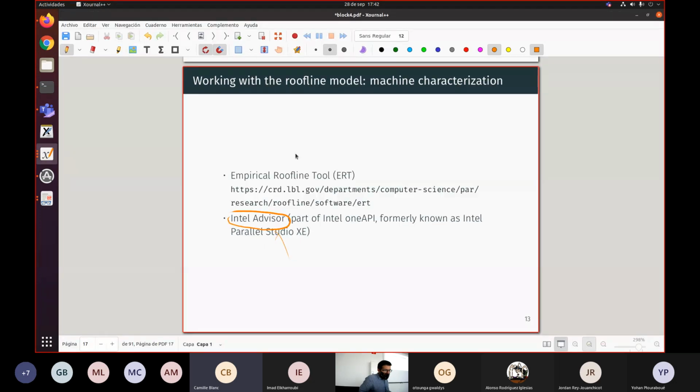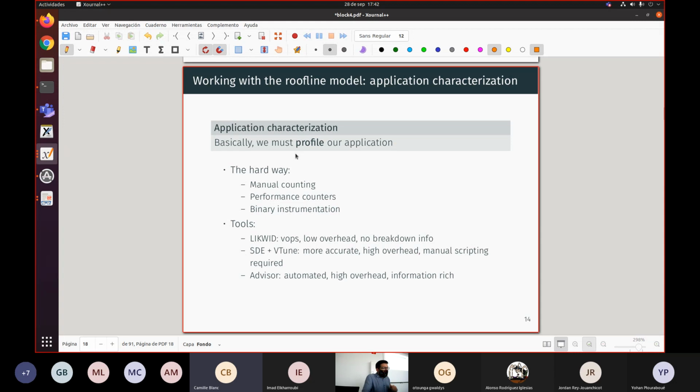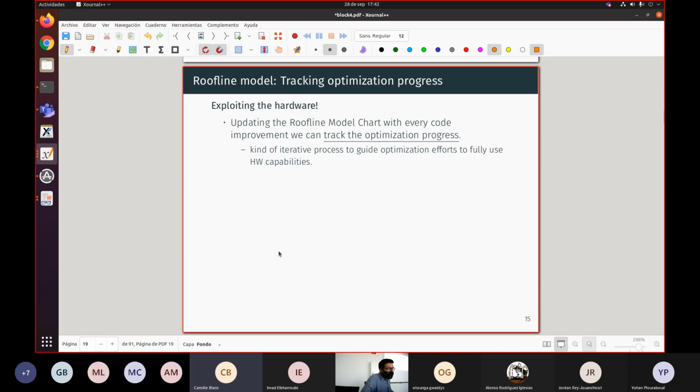What else? Let me recover. So instead of manually performing this, which is the hard way and not usually very easy, we have some tools like Advisor, and this one I've shown you.